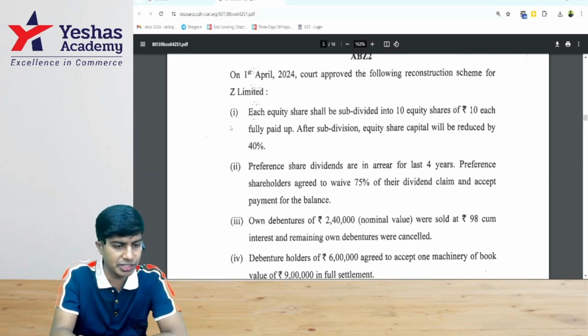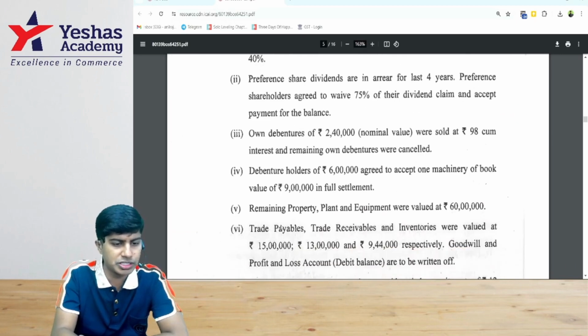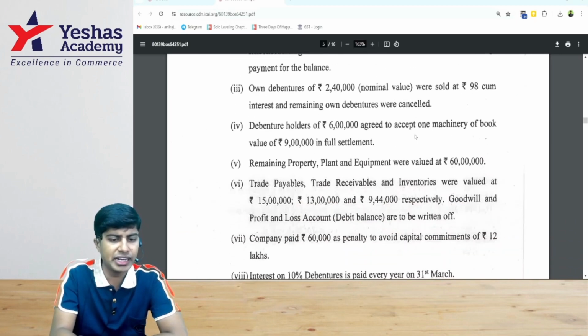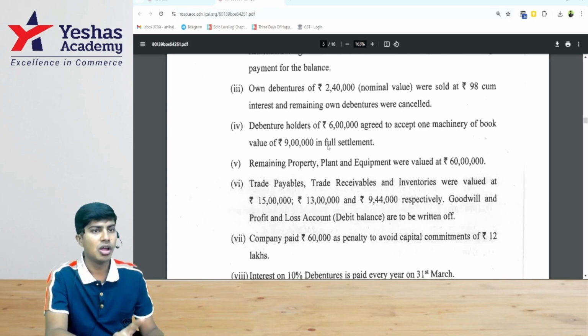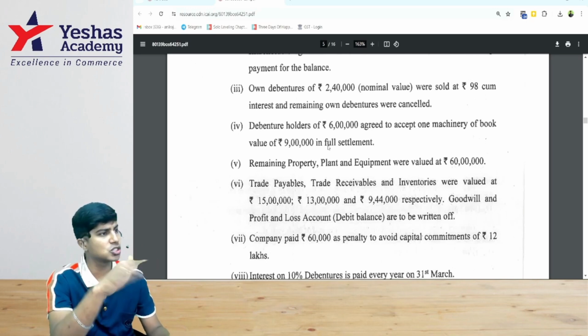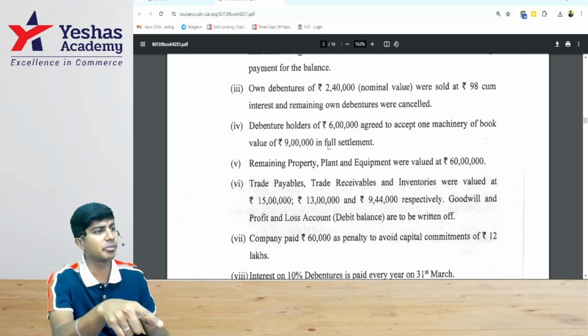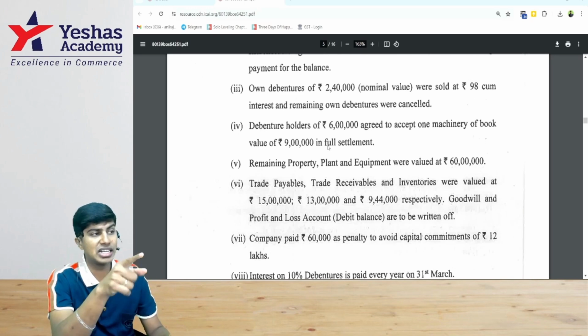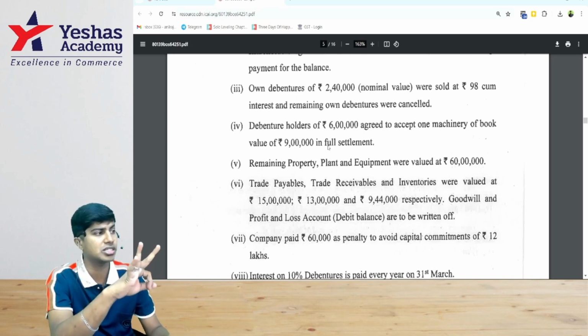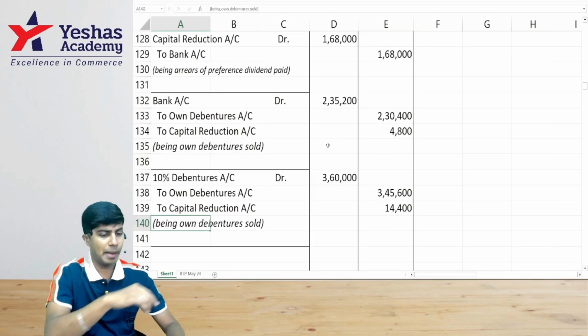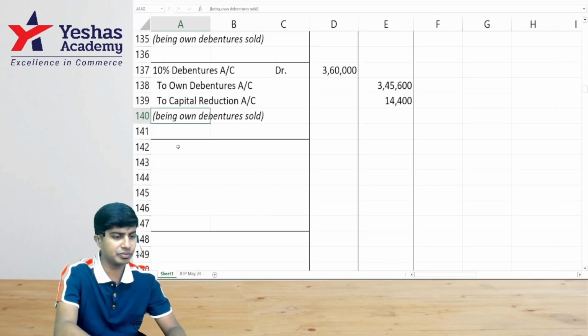What is the next adjustment in the question? Debenture holders of 6 lakh agree to accept one machinery of book value 9 lakh in full settlement. One machinery whose value is 9 lakh is going away. And liability is reducing by how much? 6 lakh. So to settle 6 lakh of liability, we're giving machinery of 9 lakh. There's going to be 3 lakh loss, which will be debited to capital reduction. Shall we write it? Okay.